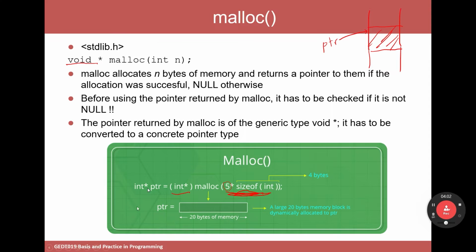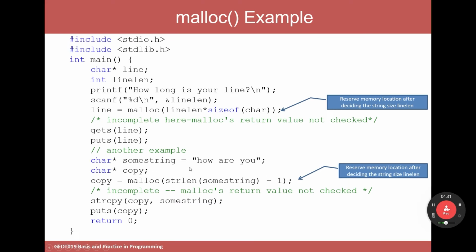If I want to save floats in the memory, in this case I will cast it as float. That means I'm storing 5 floats, and those floats will be handled by a pointer of type float. So this is how you can reserve dynamic memory in your computer, and you will use this dynamic memory to save some data. Let's see an example here.